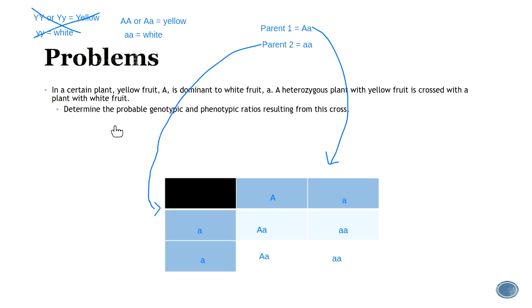So now we're going to determine the genotypic and phenotypic ratio. I'm going to do that over here on the side. So genotypic, all right. I'm just going to write geno. You can write geno or pheno, it makes it easier.